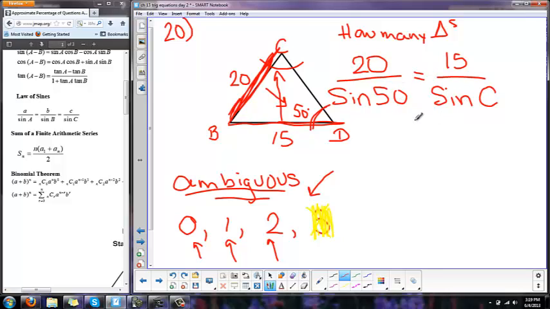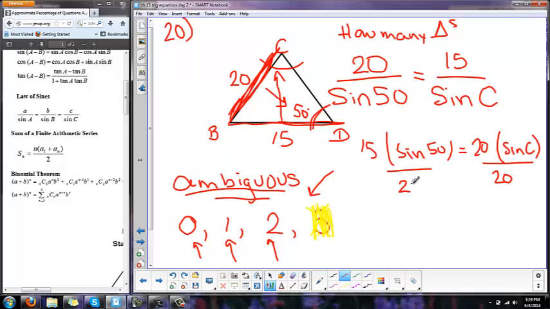So if I wrote this out, it'd be 15 times the sine of 50 is equal to 20 times the sine of C. I'm just cross multiplying. And I want to get this part by itself, so I'm going to divide both sides by 20. So sine of C is going to give me some decimal.